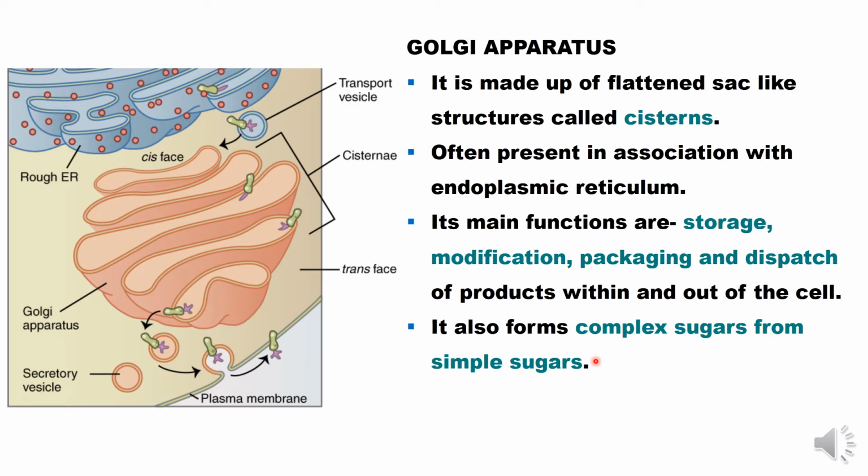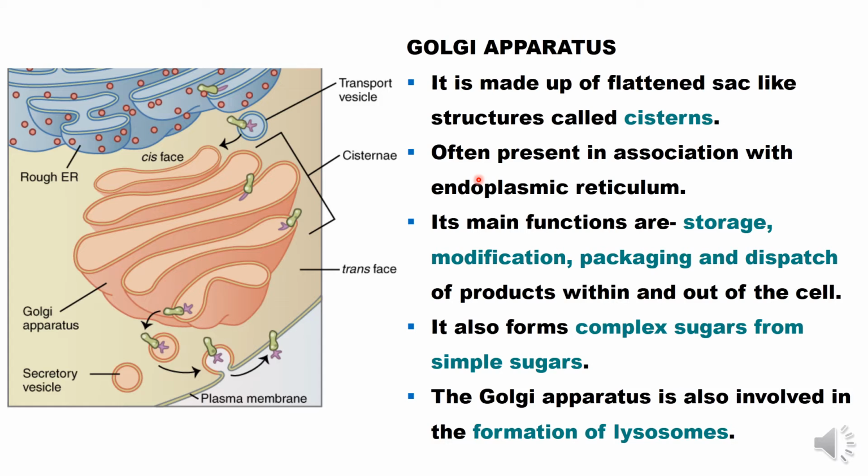A very simple example is that the Golgi apparatus is involved in cell wall synthesis in plants, and the cell wall in plants is made up of cellulose. Now cellulose is a complex carbohydrate. So the formation of this complex carbohydrate takes place in the Golgi apparatus. So you can imagine that storage, modification, packaging, dispatch and cell wall formation, these are the kind of activities which will be disturbed if the Golgi apparatus of a cell is not functioning.